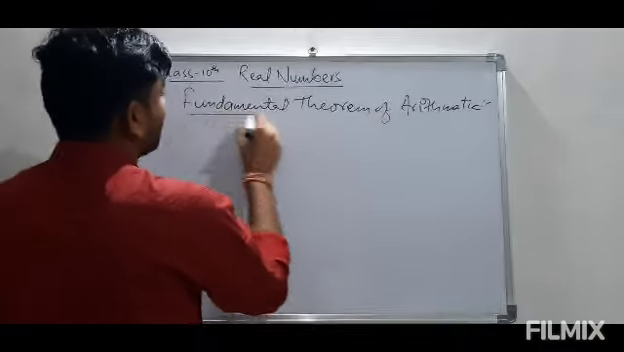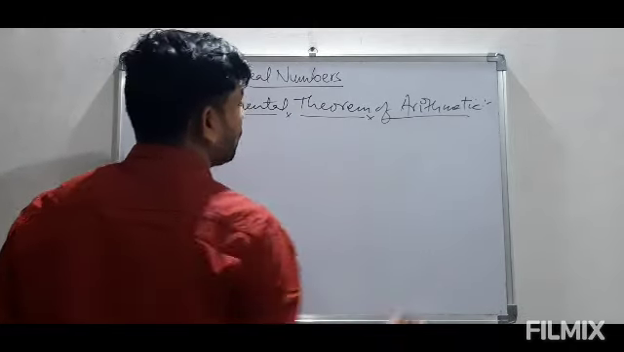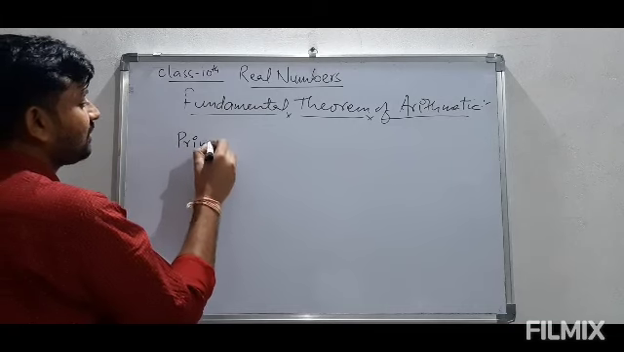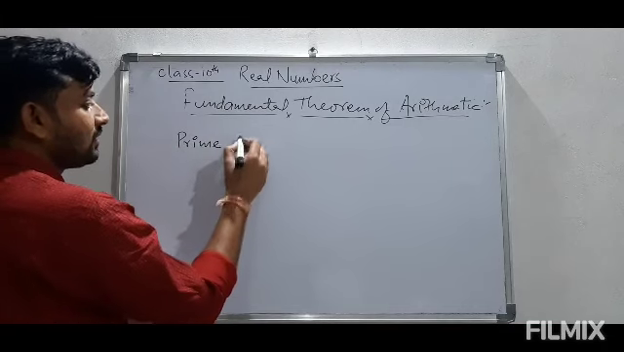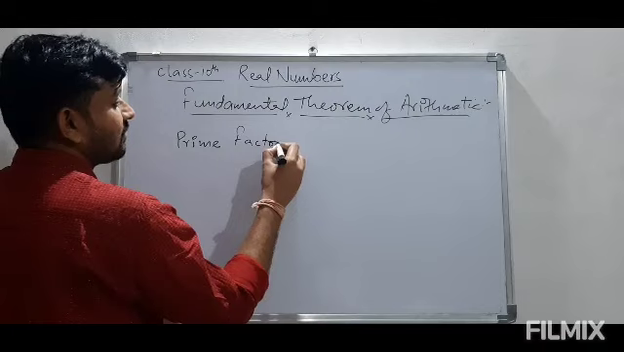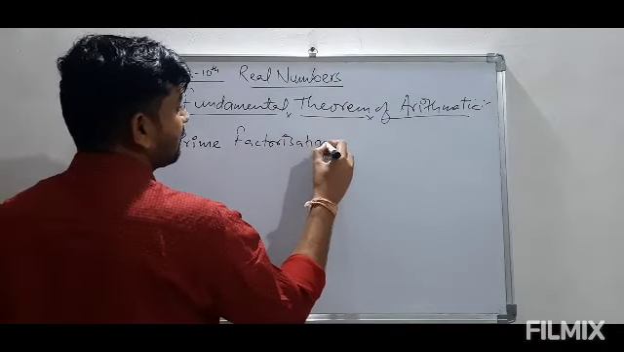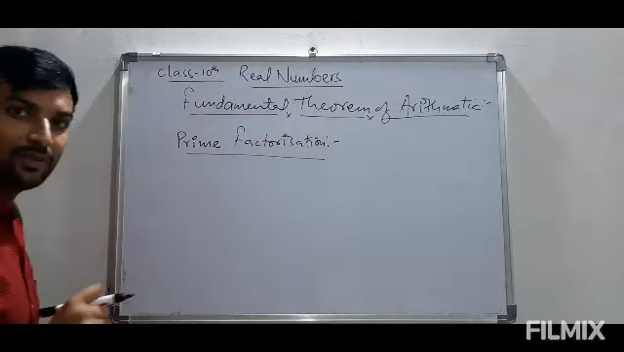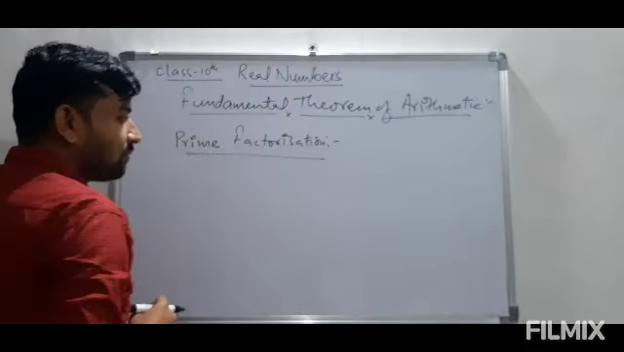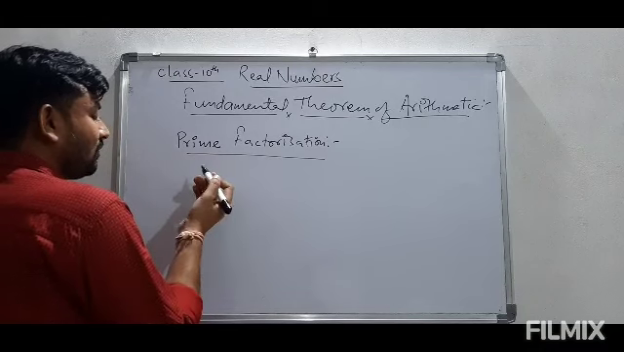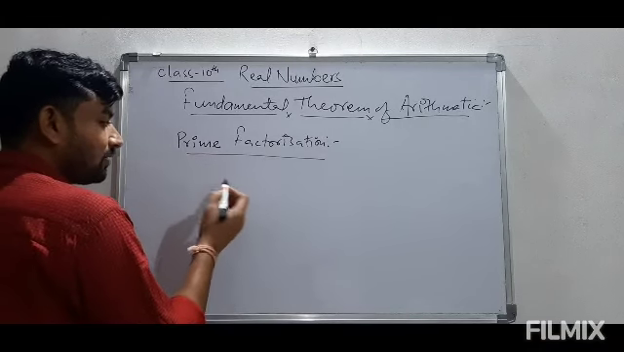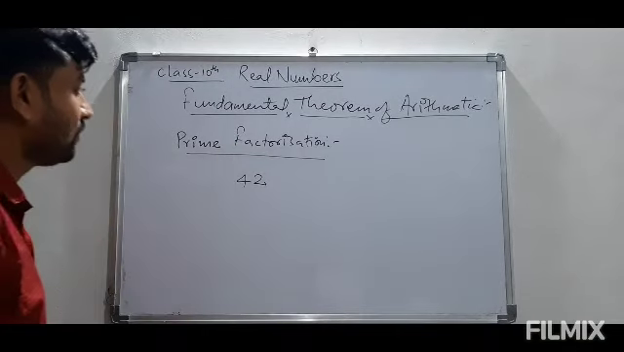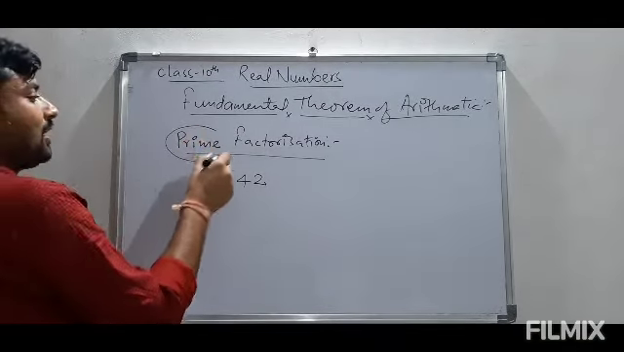Before discussing this theorem, I just want to discuss a very important topic which you must have studied in your previous classes, that is prime factorization. Because to explain the fundamental theorem of arithmetic, we need the prime factorization method. For example, we have to find the prime factors of 42, suppose. So for this we will be needing prime numbers.